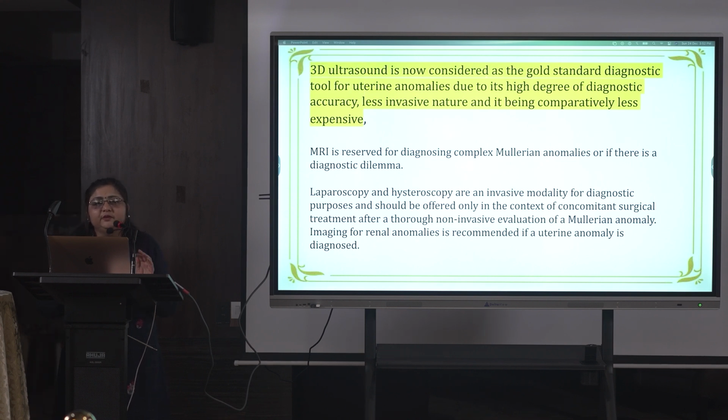So MRI, when do we do MRI? Suppose on 3D ultrasound we see a bicornuate uterus. We think it is a bicornuate uterus, but it can be uterus didelphys also. It can be bicollis. Not just to confirm, actually, you can confirm the diagnosis by 3D ultrasound itself. But there are some cases where we need MRI.